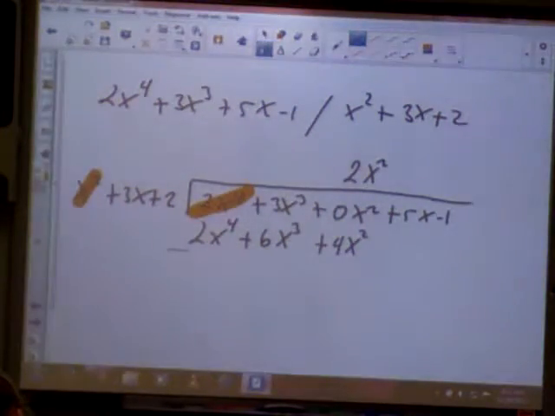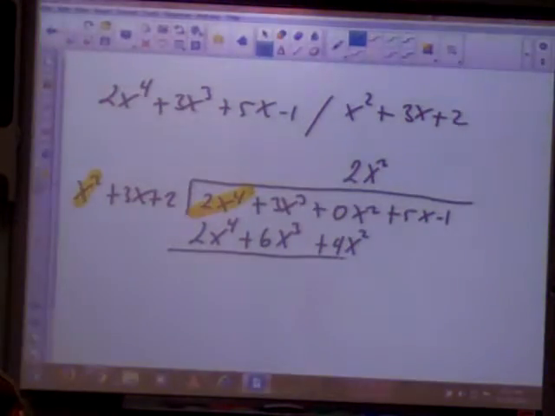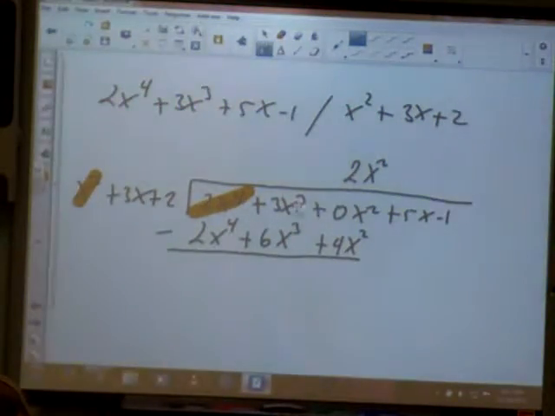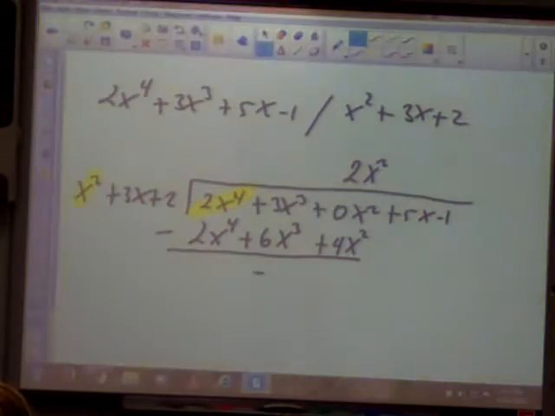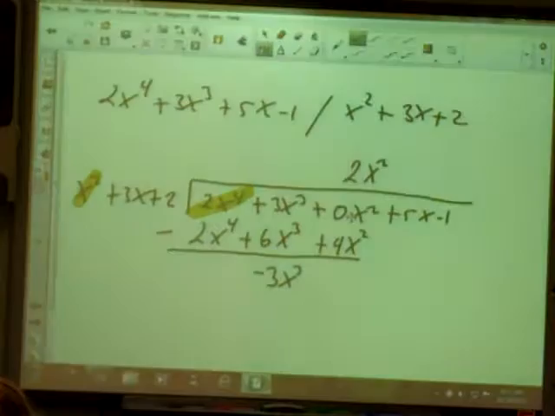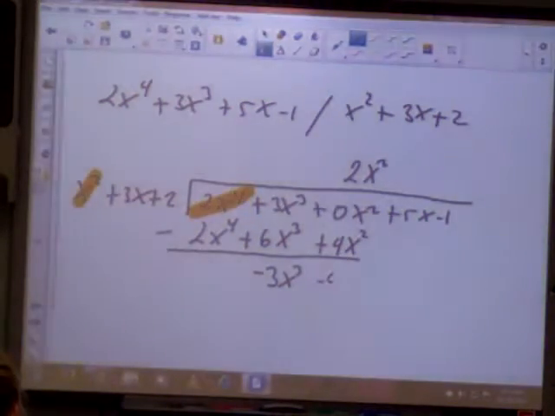Now, just like on the number problem when you were little, you're going to draw a line and subtract. 2x to the 4th minus 2x to the 4th is nothing. 3x cubed minus 6x cubed is negative 3x cubed. 0x squared minus 4x squared is negative 4x squared.